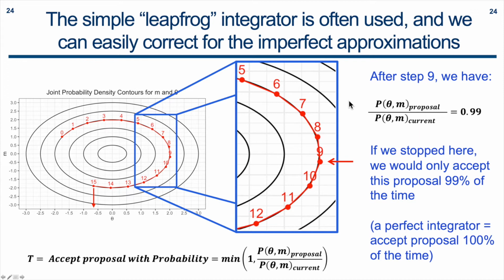Had we stopped at point 9, we essentially look at the value of the joint probability density function for the proposal, which would be this point here, relative to the probability density function at where we started, over at point 0 here. And if we look at that ratio, we only accept this transition 99% of the time. And here you can write that more formally as a transition probability, that we accept the proposal with probability the minimum of these two values.